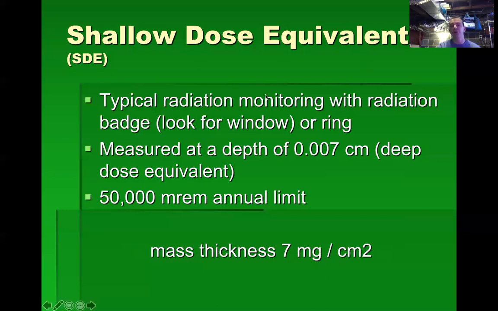But your shallow dose, this is that 50,000 millirem limit, or that 50 rem limit. So this is measured at a very superficial depth. So it's measured at 0.007 centimeters. So that's really what that represents, the depth it takes to get to healthy living tissue.